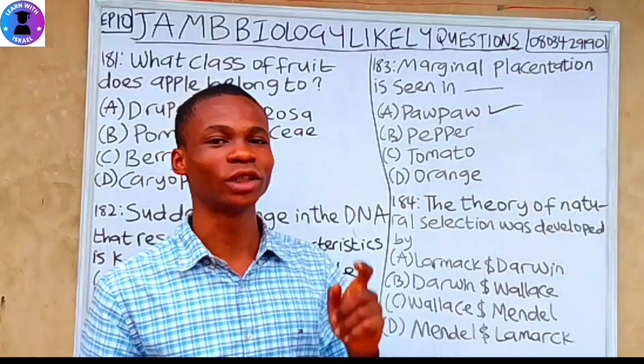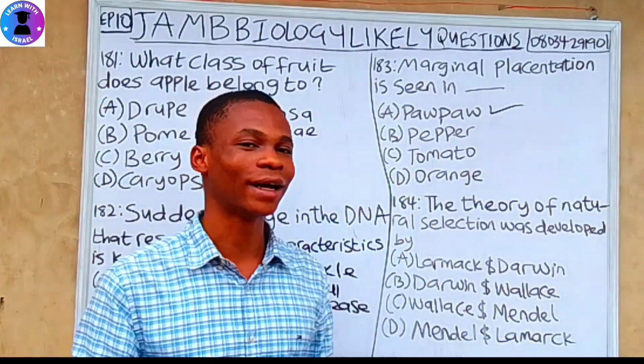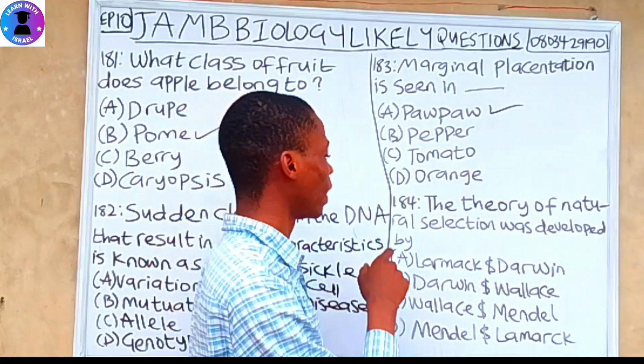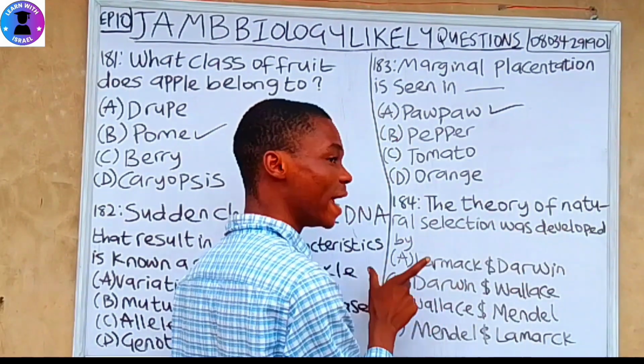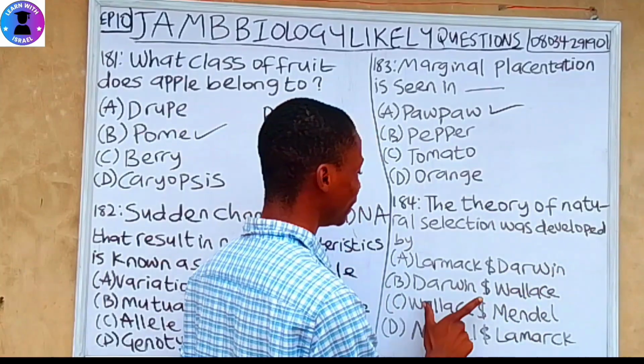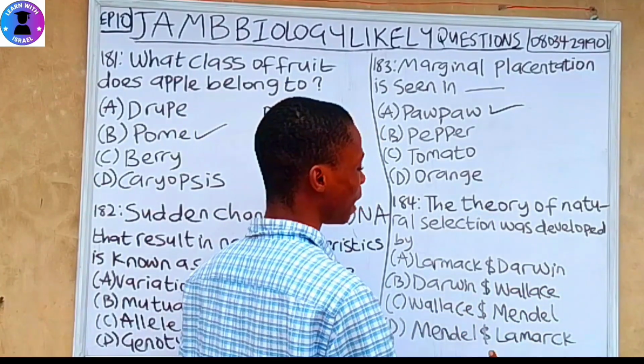JAMB does repeat this question, so make sure you note it and are able to answer it correctly. Question 184. The theory of natural selection was developed by A. Lamarck and Darwin, B. Darwin and Wallace, C. Wallace and Mendel, D. Mendel and Lamarck.